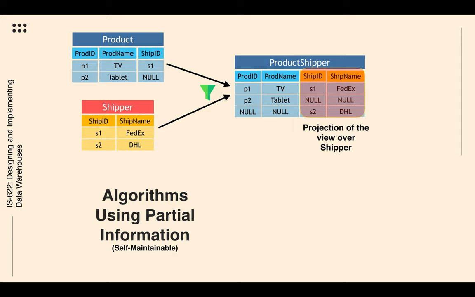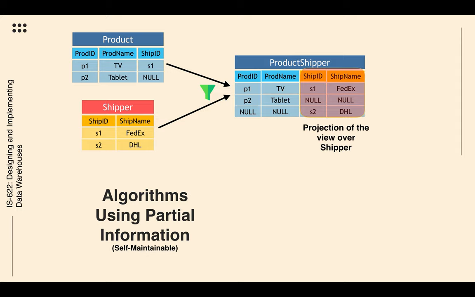So let's say, for example, we had the join of these two tables, which is a full join. You can see it's a full join right now. Whenever we have a view like this, that view has some part from the second relation, not the first relation, which is product. We have some part of that from the second relation, which is the shipper relation. We call that part of the view the projection on the second table.